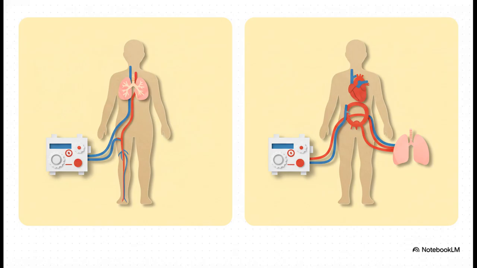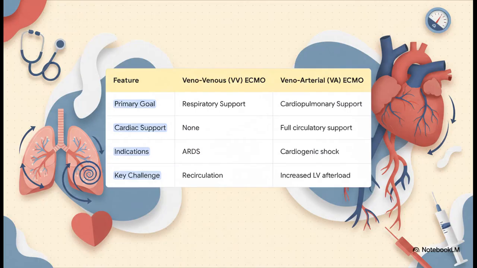VV ECMO is purely for respiratory support. It takes deoxygenated venous blood out, runs it through an artificial lung, and returns that fresh oxygenated blood right back to the venous side. It's basically doing the lung's job. In sharp contrast, VA ECMO supports both the heart and the lungs. By returning that oxygenated blood directly into the arterial system, it provides full circulatory support, effectively bypassing the patient's own heart and lungs. And this table really breaks down those core differences beautifully.